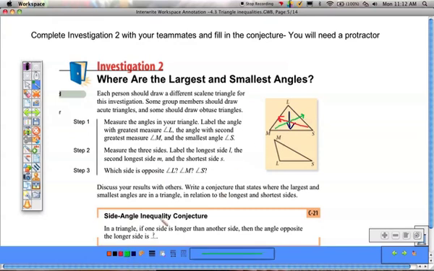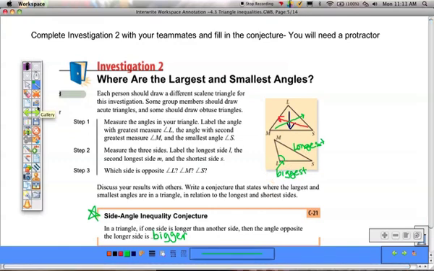We're going to discuss the results, but basically here's what it leads up to, the side angle inequality conjecture. In a triangle, if one side is longer than the other side, then the angle opposite the longer side is going to be bigger. Let's take a look at our picture here. MS is the longest side, and as you can see, this is the biggest angle. So here's the longest side. Here's the biggest angle. And it makes sense because the angle has to stretch out so that I can make the longest side. So the bigger the side, the bigger the angle.